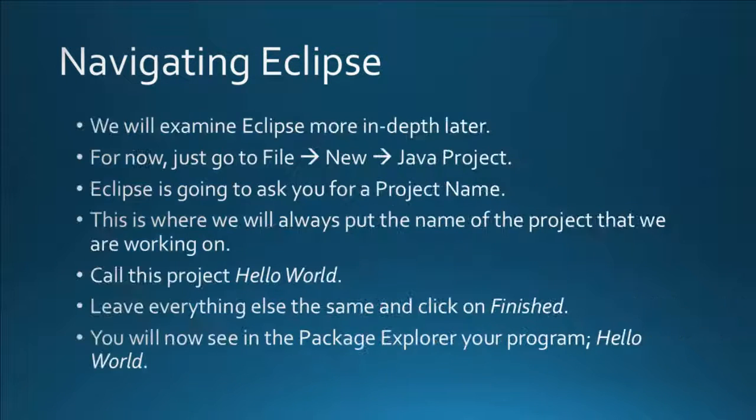All right, now when we actually get into navigating Eclipse, and I will do this here in a minute, we're going to go to File, New, and then Java Project. Eclipse is going to ask us for a project name. This is where we're always going to put the name of the project that we're working on. Let's call this project HelloWorld. We're going to leave everything else the same and click on Finish, and you now see a package explorer of the program HelloWorld. So at this point, I'm going to go ahead and pause the video and bring up Eclipse so that you can see what I just did here.